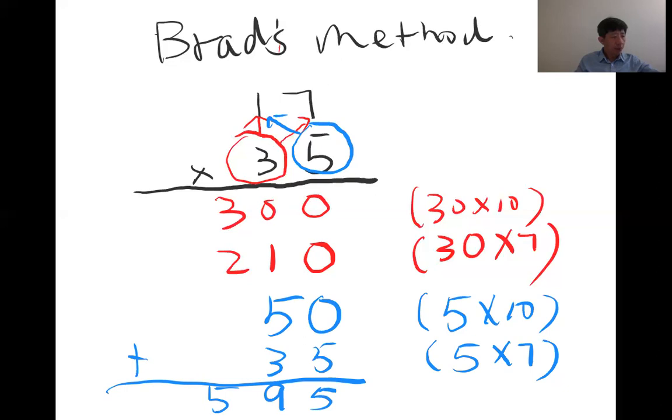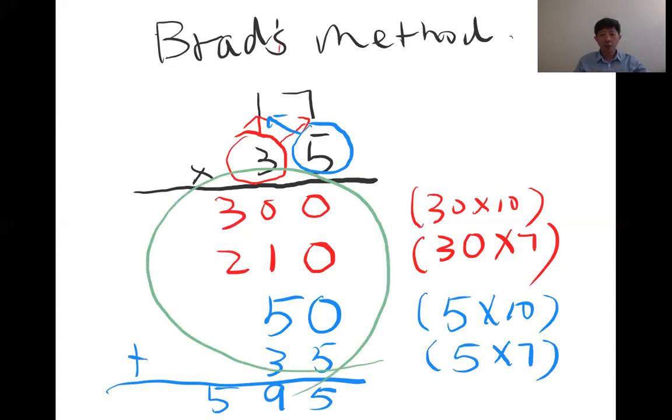Now, the Brace method shows place value very clearly. And then here, I want to circle this. The green here shows the partial product. And then 595 is actually what? It is the final product, okay? Let me do another problem for this Brace method.